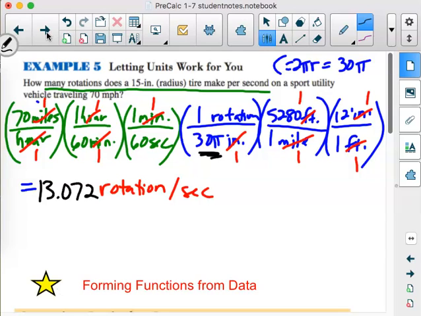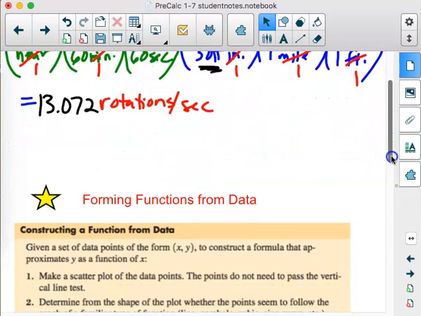13.072 rotations per second is what you should get. And again, the most missed part of that is the pi piece on the bottom. So make sure you use your actual pi button on your calculator, which is that second caret symbol.